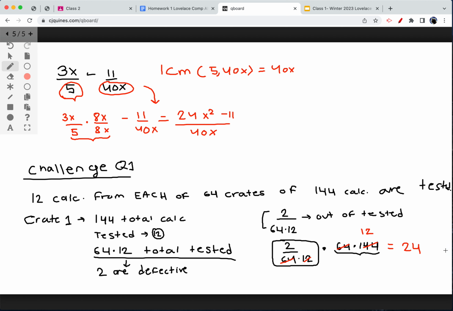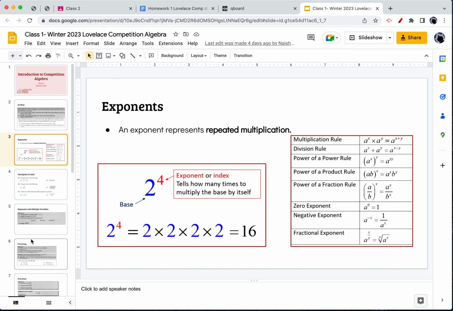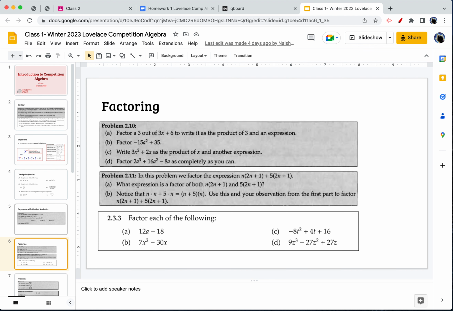So yeah, I don't think this was a very difficult question, but understanding and writing down the information that you need is probably the most difficult part of this problem. So does anyone have any questions on the challenge problem? Okay, so if not, let's go on to our new lesson.